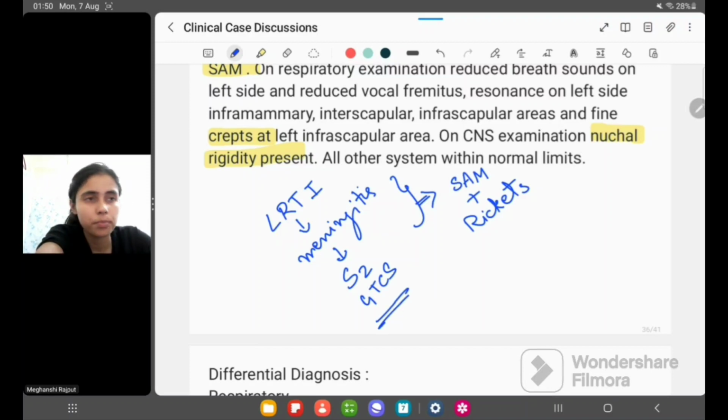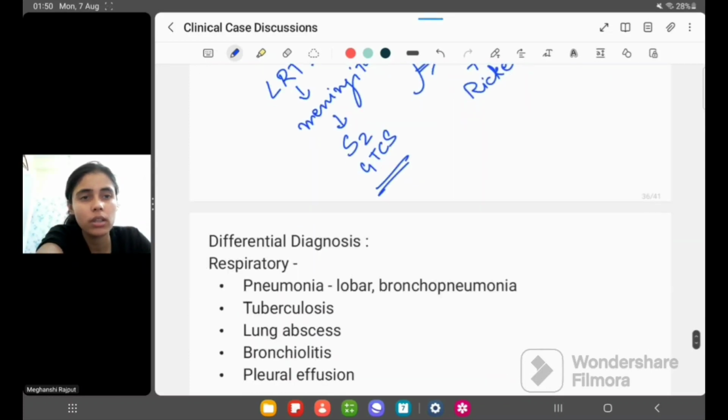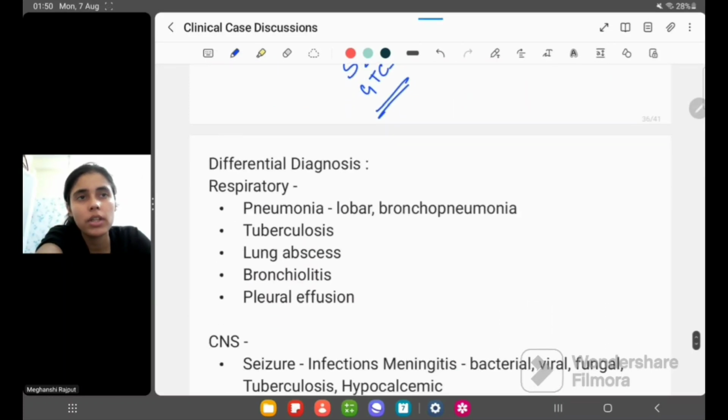Now let's talk about some differentials which we can keep in mind. So my first differential remains pneumonia. It could be lobar or bronchopneumonic patchy consolidations. We can confirm it on investigations. Tuberculosis is so endemic to India that we just don't rule it out on history. We do go for investigations. Lung abscess could be there.